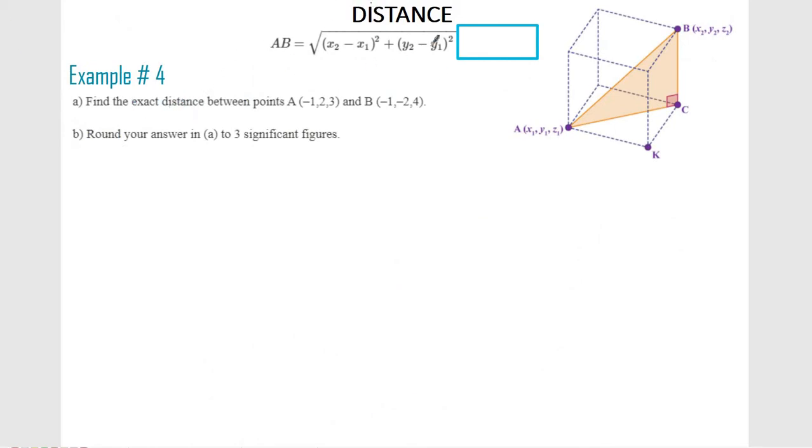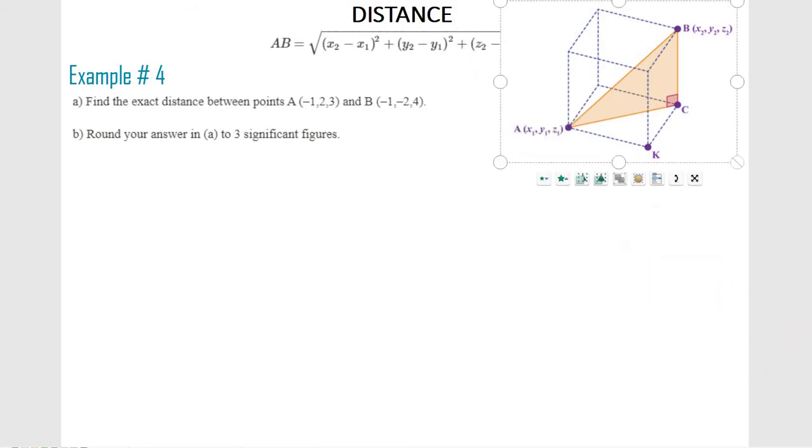Hopefully you remember this with just 2 points, but now we're in 3D space, so now we've got to add Z. Aw, man, it didn't get it all. Hold on. Silly me. Okay, there we go. Not as cool as I wanted, but hey, whatever. All right, so now we just add the third component. Okay, so the distance formula is the same, pretty much.